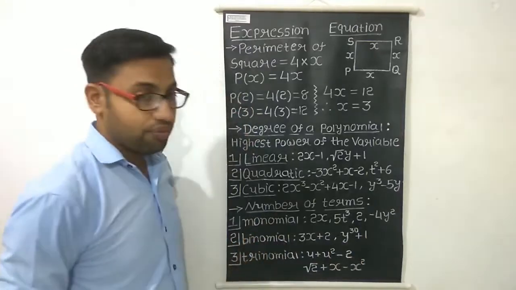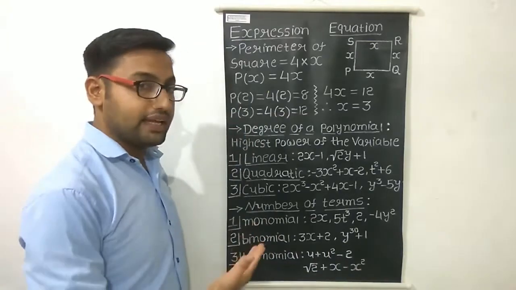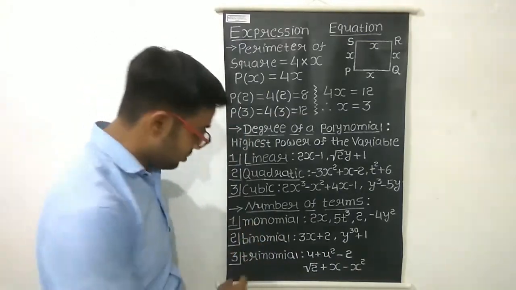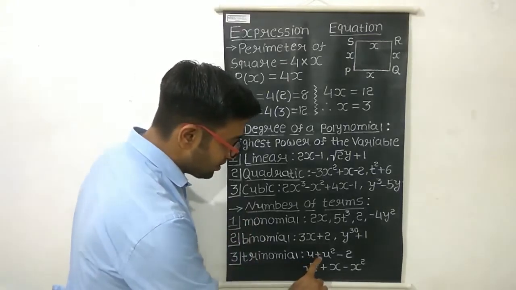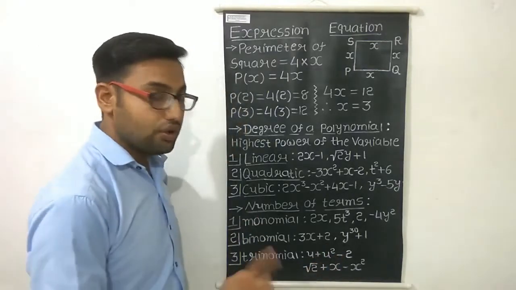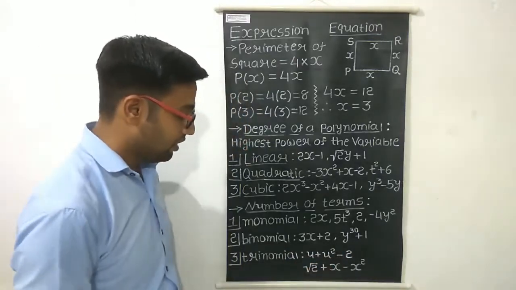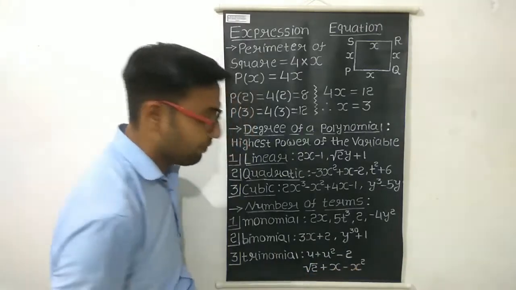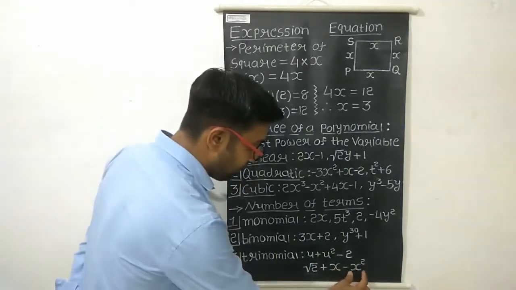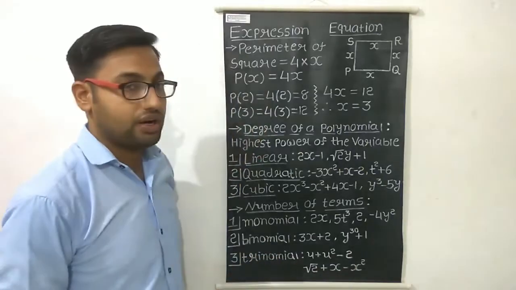Third type is trinomial. If there are 3 terms in the polynomial, we can call it a trinomial, because tri means 3. So one example is u plus u square minus 2. Notice that 3 terms are there, it is a trinomial. Another example, root 2 plus x minus x square. How many terms are there? 3. 1, 2 and 3. It is in the category of trinomial.